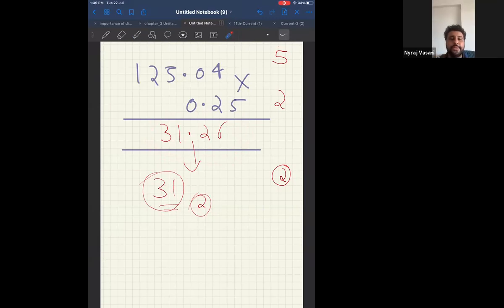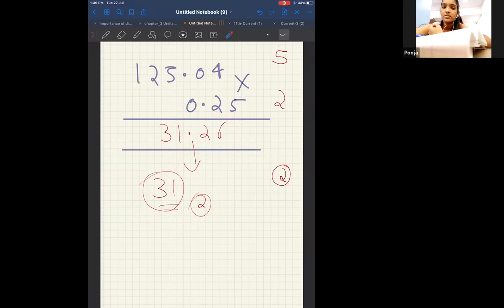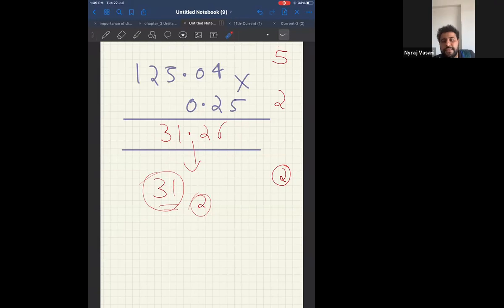But I should get the answer only in 2 significant figures. Therefore, I will keep only this in my mind because this is anyway less than 5. 26 is less than 50. Therefore, if I want to round it off up to 2 significant figures, then I say 31 is the perfect answer for 2 significant figures. Remember, this rule does not have anything to do with decimal points. This rule has everything to do with significant figures.